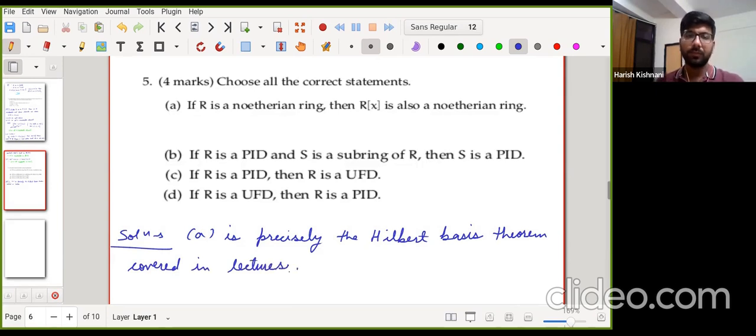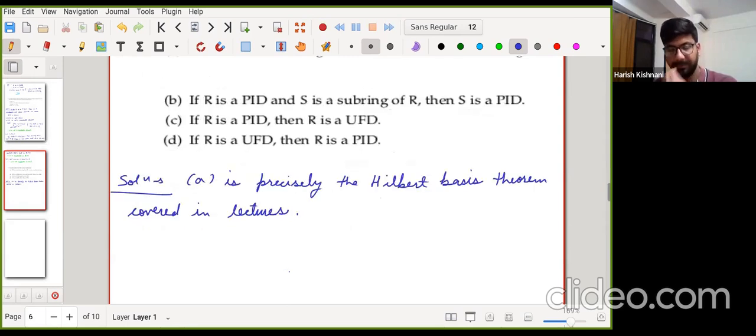Okay. What about the second one? If R is a PID, S is a subring of R, then S is a PID. Whatever you need to answer this part B, we have already seen in the class, and also in this session. Even if you are not following the lectures, if you are in this interaction session, you can answer part B.